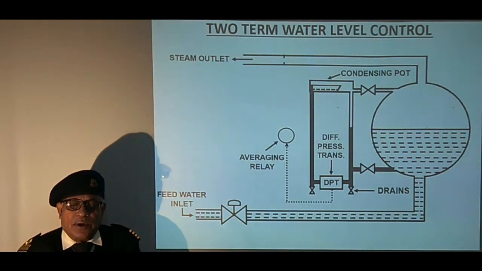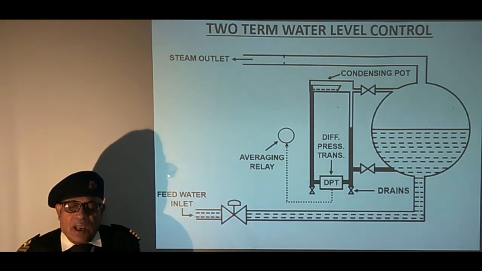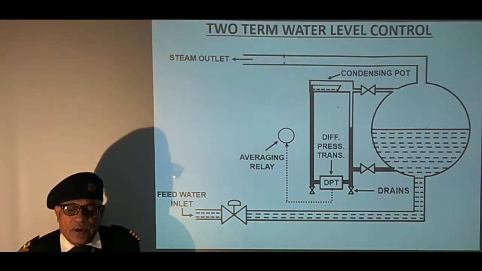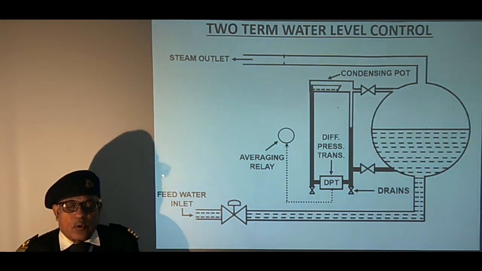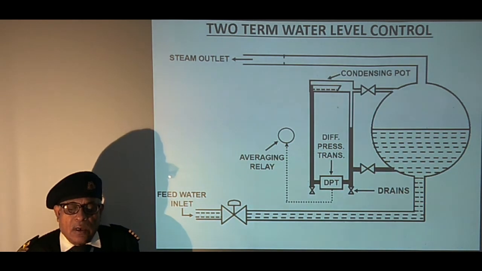Differential pressure transmitter measures the water level and sends the signal to the averaging relay. In addition to monitoring the water level through the differential pressure transmitter, steam flow is additionally monitored, which is more appropriate as steam outlet should be equal to water inlet in order to maintain a steady water level in the boiler.